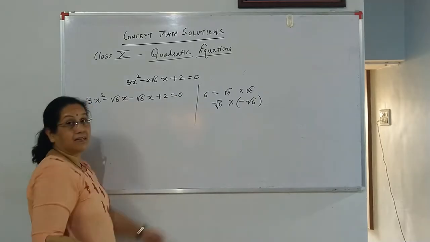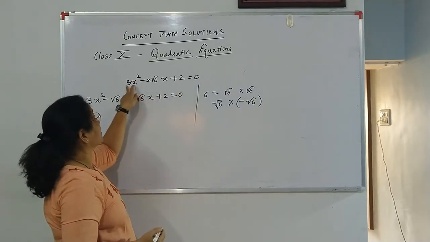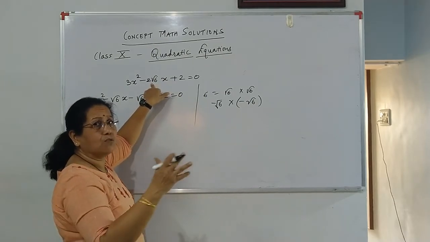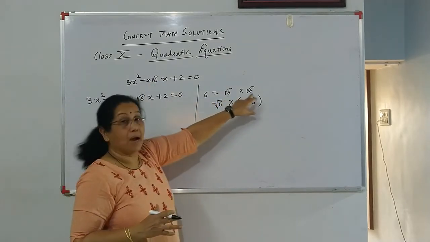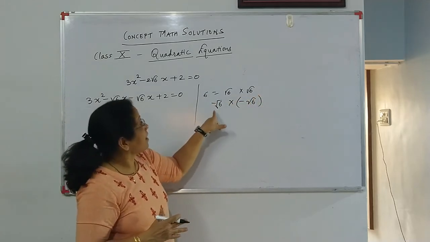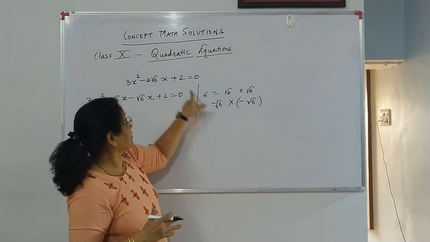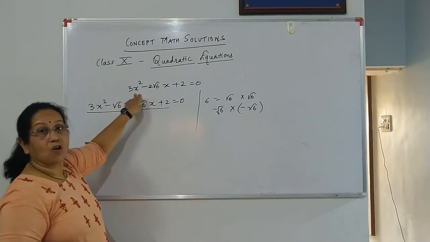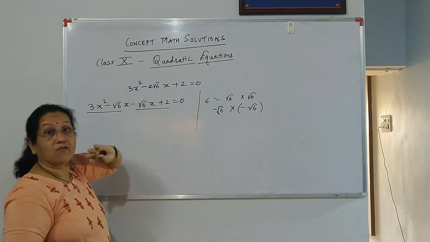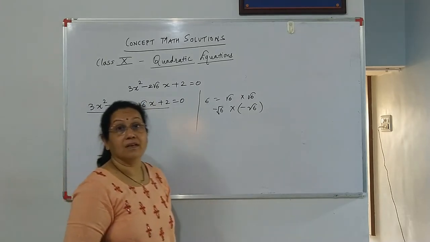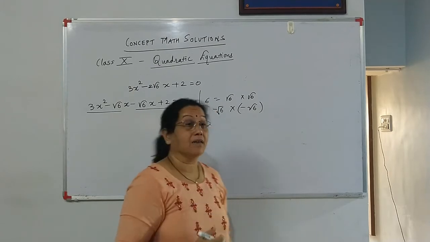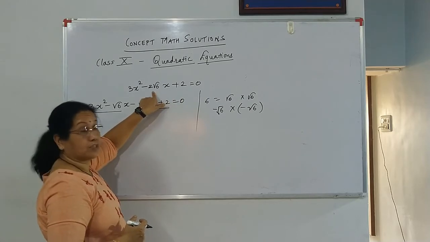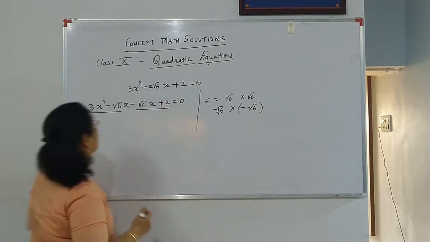What have I done? In the rough work, I have worked on this. 3 into 2, 6. I want root 6. So I wrote 6 as root 6 into root 6. But we are not getting the sum as minus 2 root 6. So what I did? I made both negative, so that the product is positive and the addition is minus 2 root 6. Suppose I have to solve this using the method of factorization, and you have learned it in the earlier classes, splitting the middle term, right? So I want factors of 6 whose sum is minus 2 root 6. I have taken minus root 6 and minus root 6.